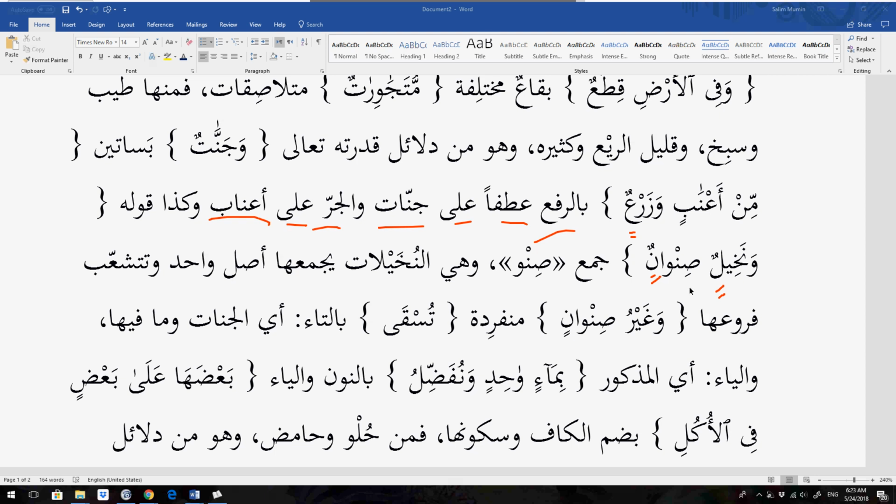Now, Sinwanun, he's saying here, meaning the twin trunks, we could say. Jam'u Sinwan. It's the plural of Sinwan. Sinwanun is the plural of Sinwan. وهي نخيلات. And they are date palms. He's putting it in the plural, date palms. يجمعها أصل واحد.